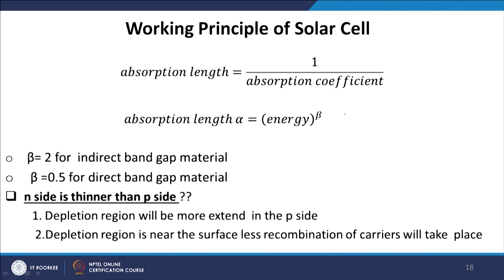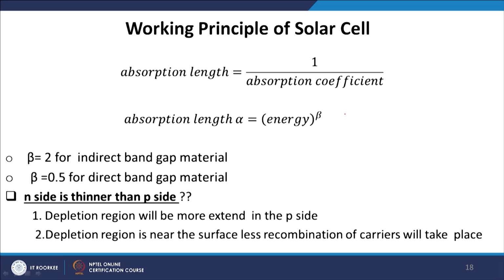Now, you might ask a question. I mentioned that whenever we make solar cell devices, we make the N side very narrow and heavily doped. What is the reason behind that? Why is the N side thinner than the P side? Well, the first point is that once we make the N side very narrow and thin, the depletion region will extend more towards the P side.